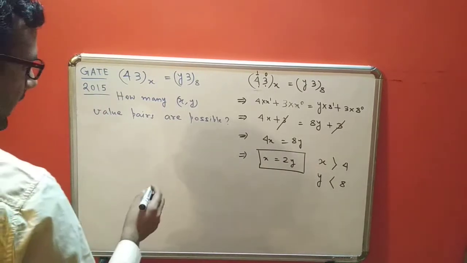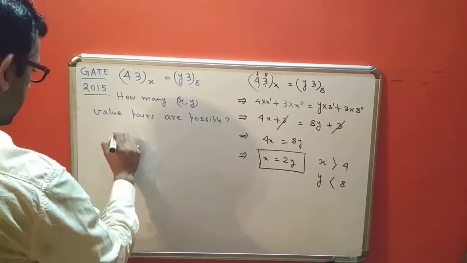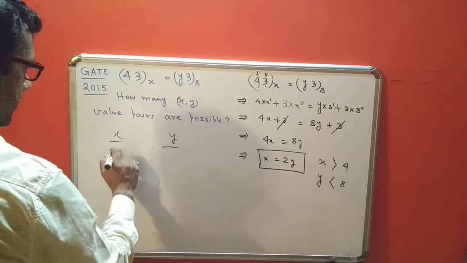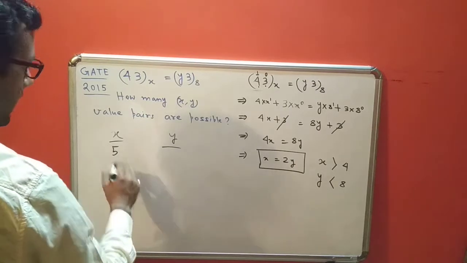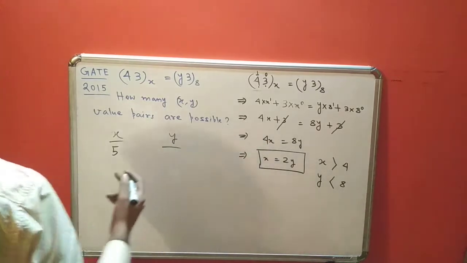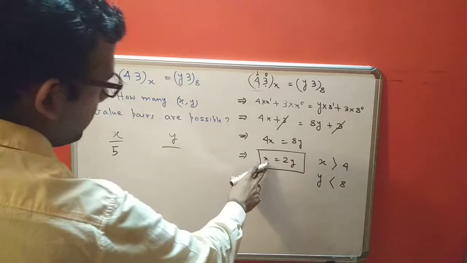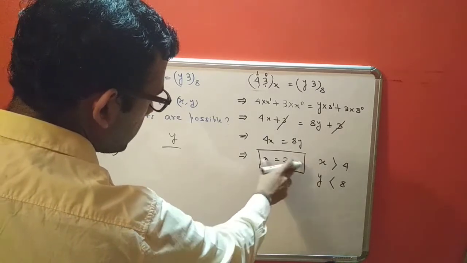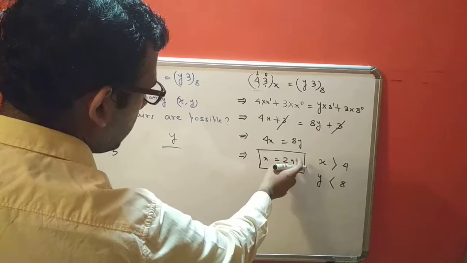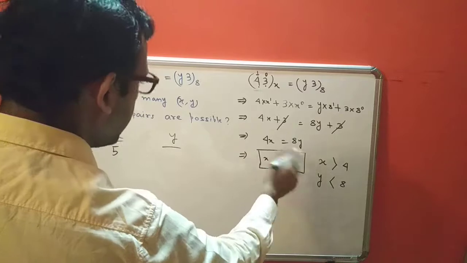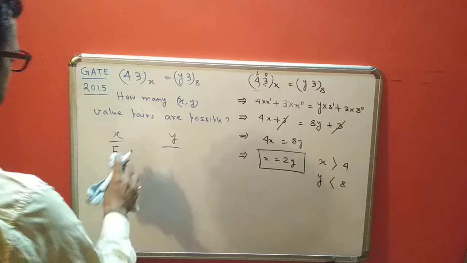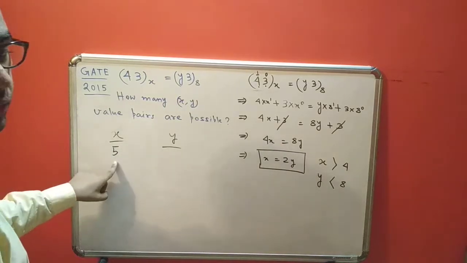See, x has to be greater than 4, right? So if x has to be greater than 4, let me start with 5. If x is 5, and mind you, x has to be an even number as well. Why? Because x is equal to twice the value of y. So whatever be the value of y, whether it is odd or even, if you multiply it by 2, you'll get an even number, and that will be the value of x. So x is always even. Now if x always has to be even, then 5 cannot be allowed.